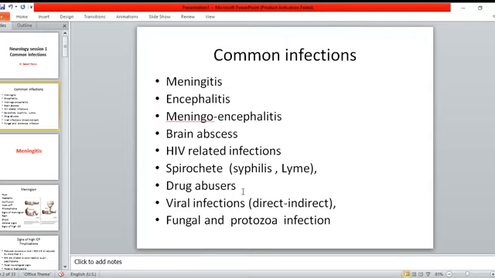Also spirochetal infections including syphilis and Lyme disease. We are going to have a special focus on Lyme disease caused by Borrelia, and also we will just mention the infections caused by drug abuse. Also, we are going to cover the common viral infections. We have direct effect by the virus, and we have indirect effect as a result of the virus. And we have also the fungal and protozoal infection.